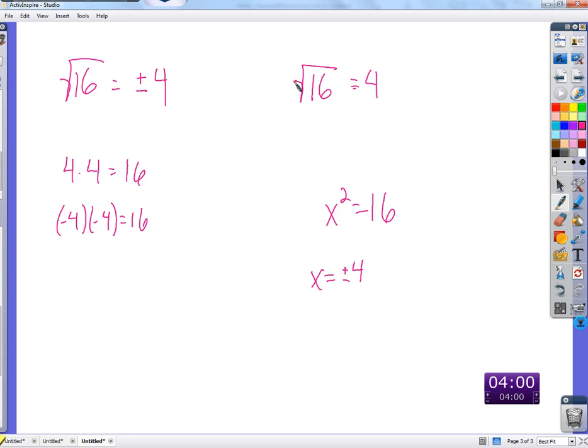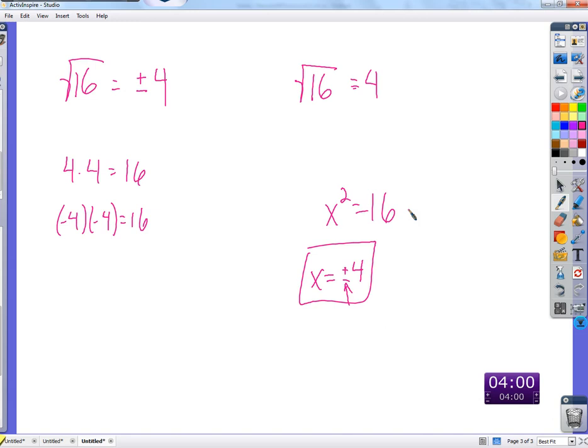I remember it being weird and confusing when I was in school, but most of the time, when we use the positive and negative, it's because we were specifically told that we wanted the positive and negative square root, like in number 6 or number 8 or any of those. Or when we're solving equations, which we're not doing yet.